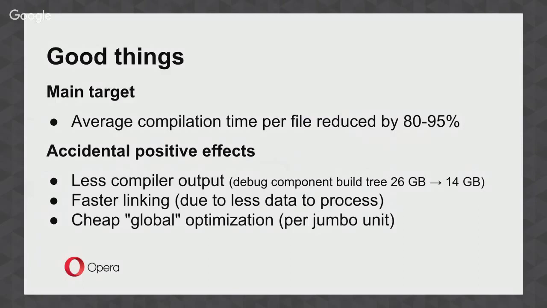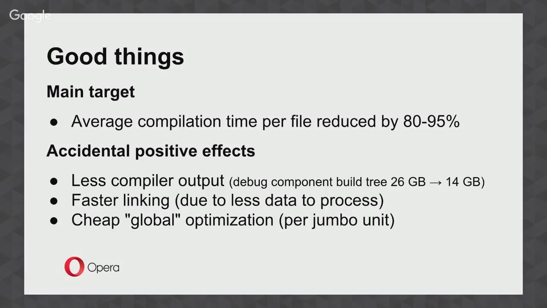And it makes sense. We generate fewer object files. And this also results in faster linking. The linker has much less work to do. So even if you have longer compilation steps, you might actually have faster linking. So you lose some, you gain some. It's complicated.